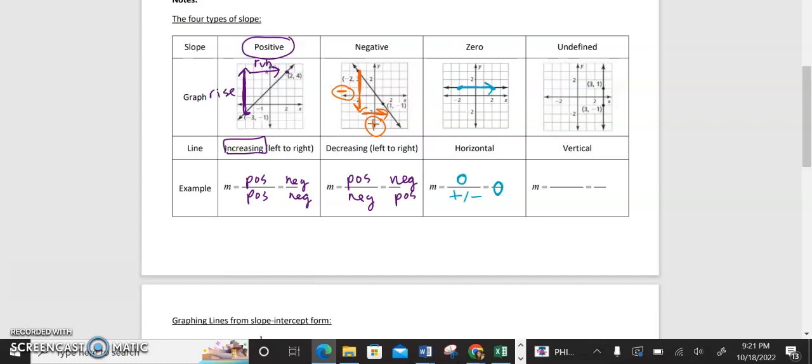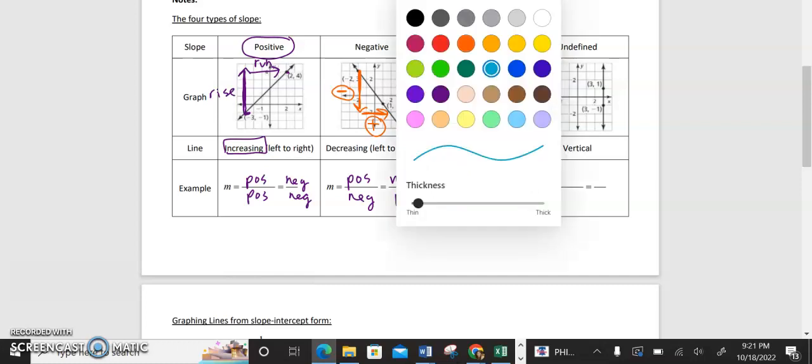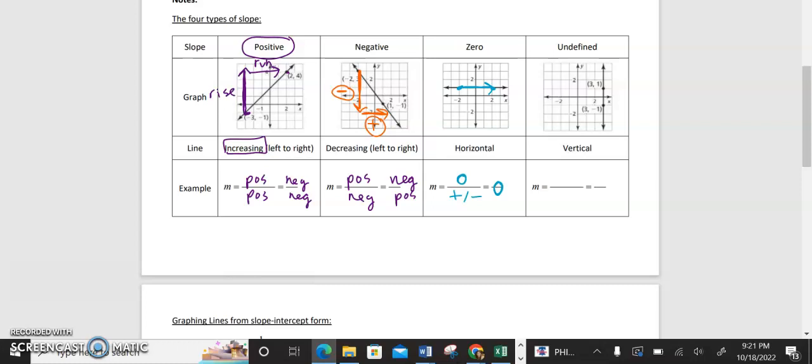Vertical lines have what we call an undefined slope. That's because when we have a vertical line, which by the way is not a function, we are going to have a number, positive or negative, over 0. And mathematically, when we divide by 0, that returns an undefined value. We don't have a value for that. So that would be undefined.